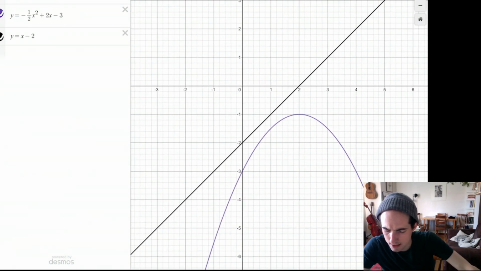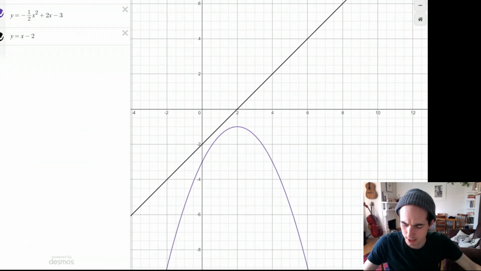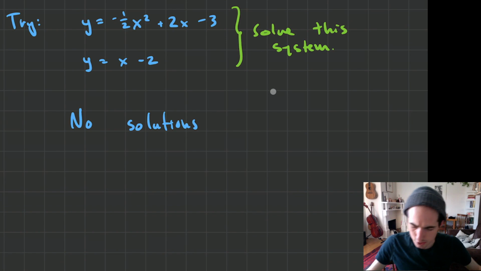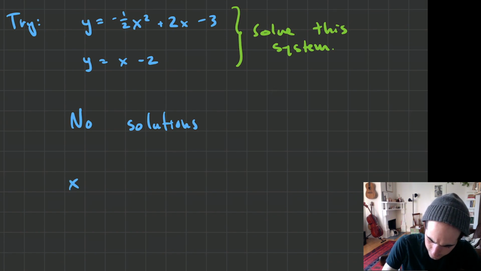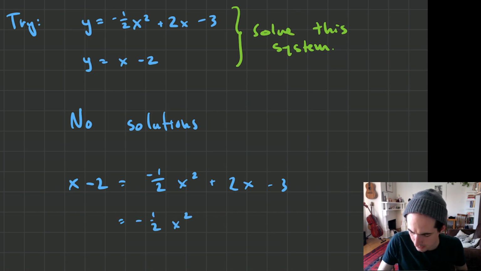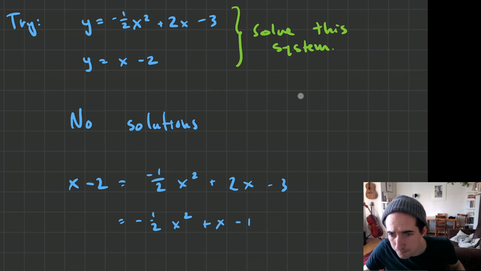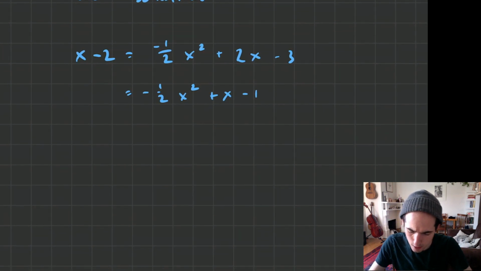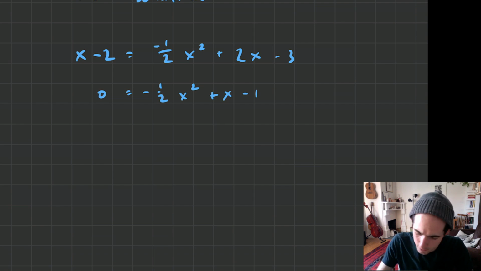That's the visual representation of it. The algebraic representation would be: if I have x minus 2 equals negative 1/2 x squared plus 2x minus 3, and I set this all equal to 0, this would be negative 1/2 x squared plus x minus 1. If I want, I could make this all positive by multiplying both sides of the equation by negative 1, although I don't even have to do that.